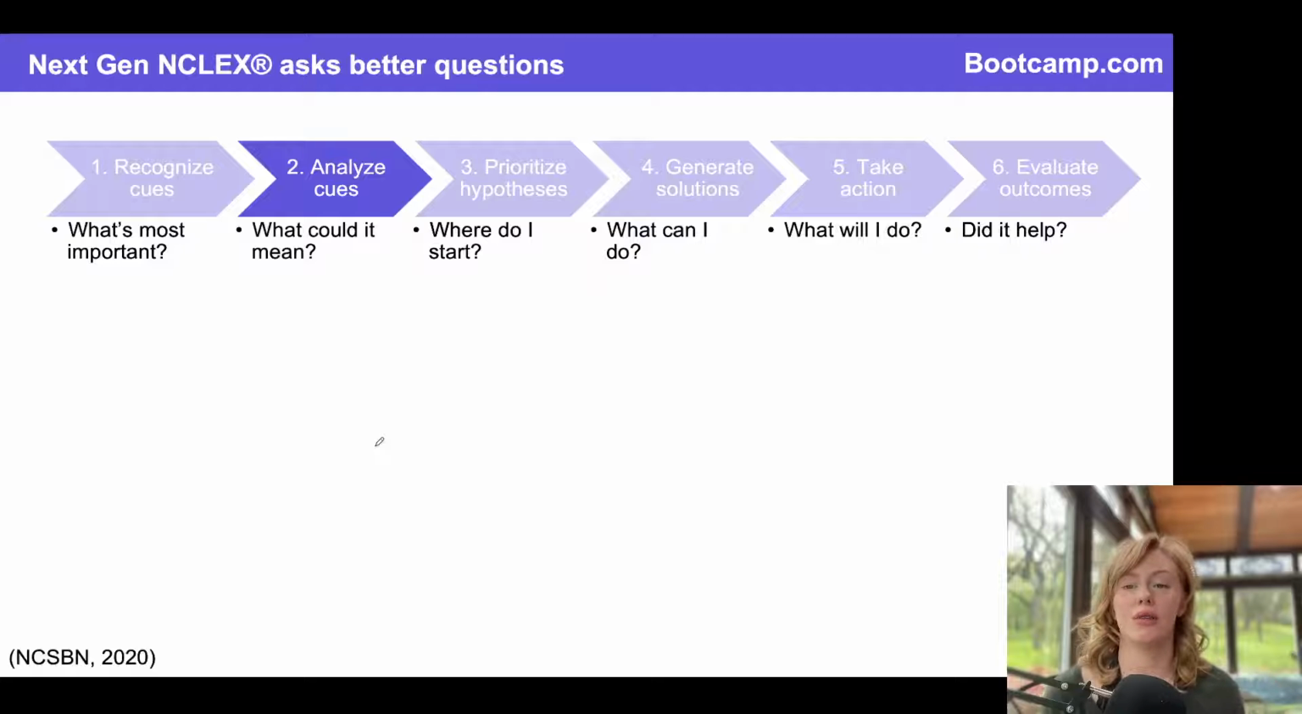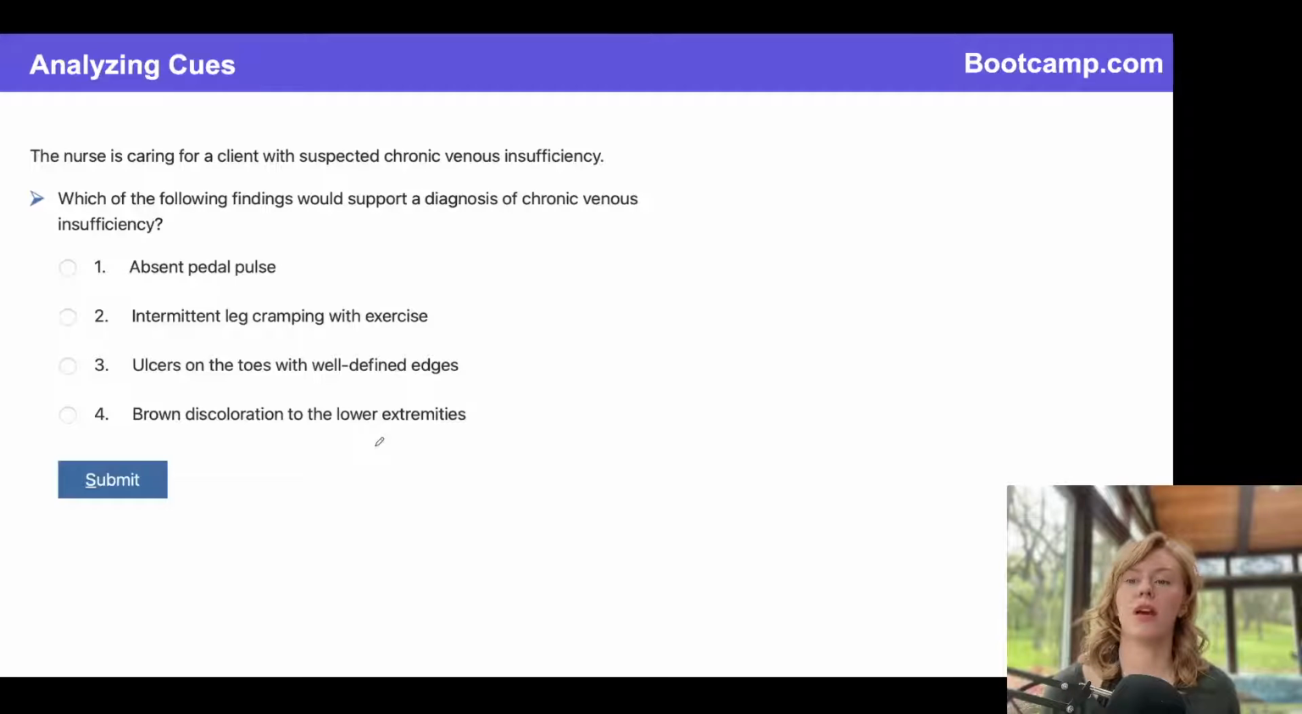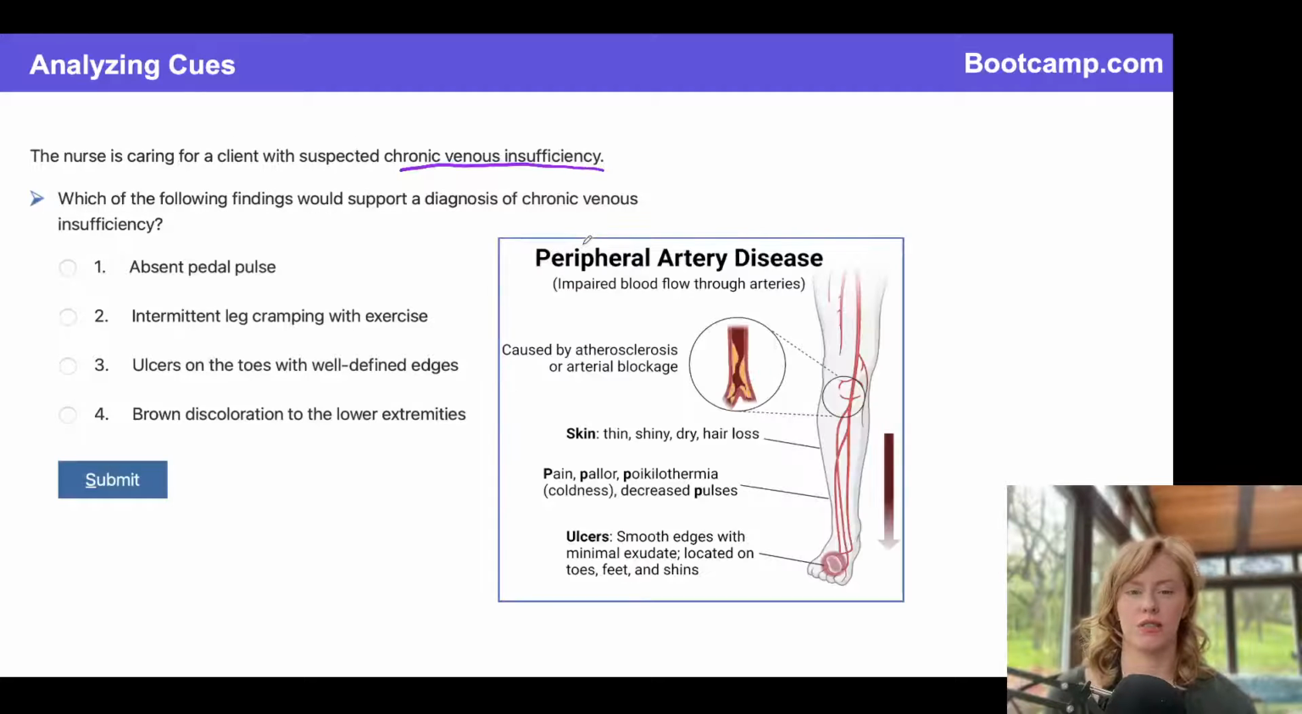All right, so now that we have recognized the cue and figured out what's most important, the NCLEX also wants to know that you can analyze cues, or figure out what it could mean, and connect those signs and symptoms to specific disease processes. So here we're being asked to analyze cues and see if they support a diagnosis of chronic venous insufficiency. This is a very common thing you're going to see on the NCLEX, where they want to test that you understand the difference between venous problems and arterial problems. So let's do a quick review of those differences.